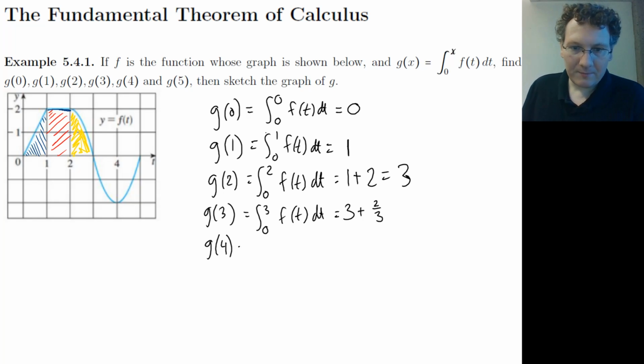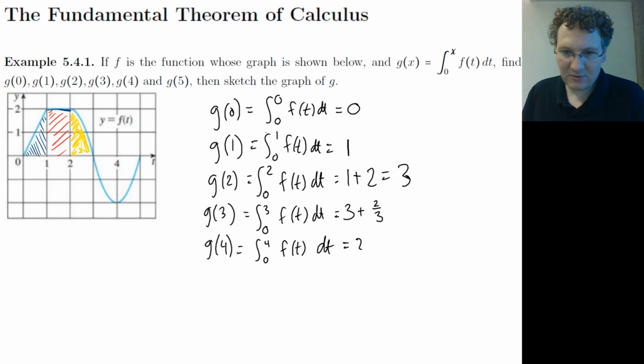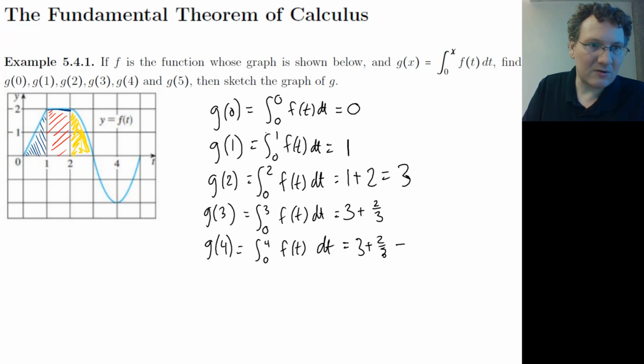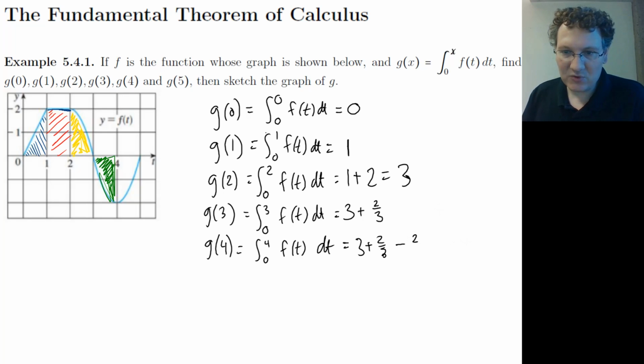g of 4 is the integral from 0 to 4 of f of t dt. So this is 3 plus 2/3 minus an area that's underneath. I'm going to put this in green now. This is a little bit parabolic looking, and it looks like it's about the same amount that was just added. I'm going to subtract away that 2/3 and give us a 3.